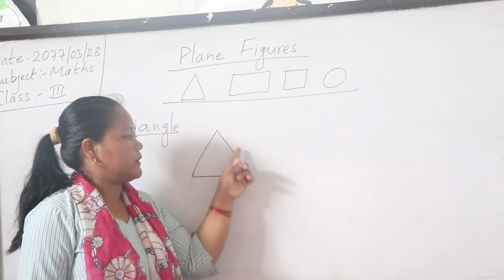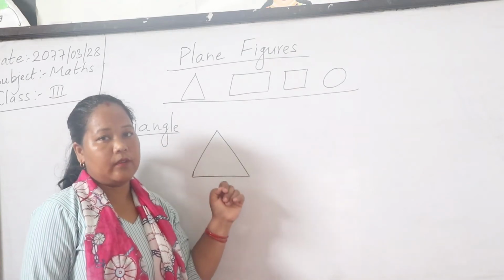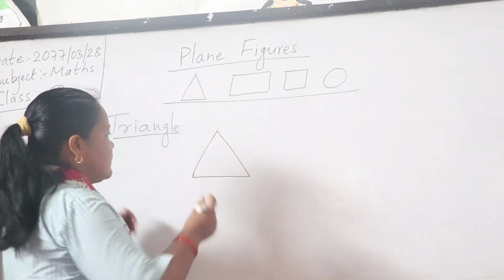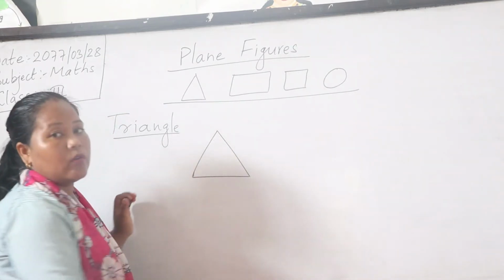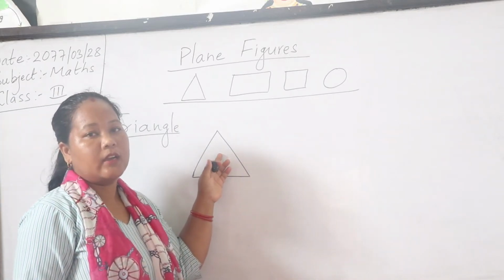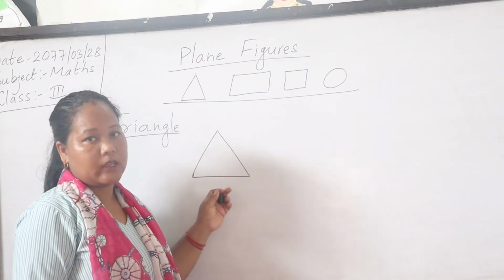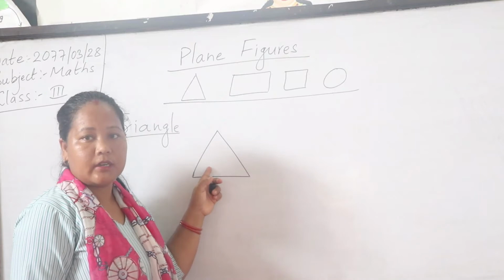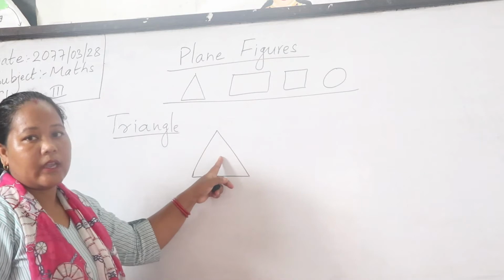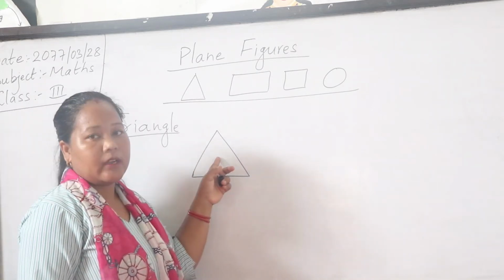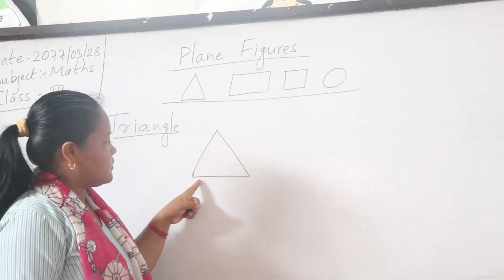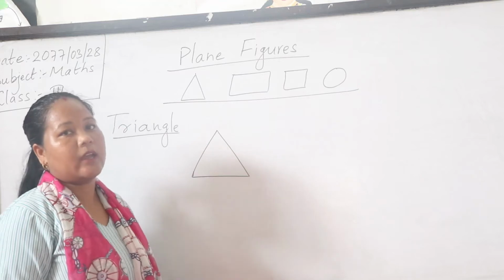A triangle is a closed plane figure which is bounded by 3 line segments. This is the figure which is closed. This triangle is made on a plane surface area, so it is called a plane figure. It should be closed, not open. And to be a triangle we use 3 line segments: 1 line segment, 2 line segment, and 3 line segment.